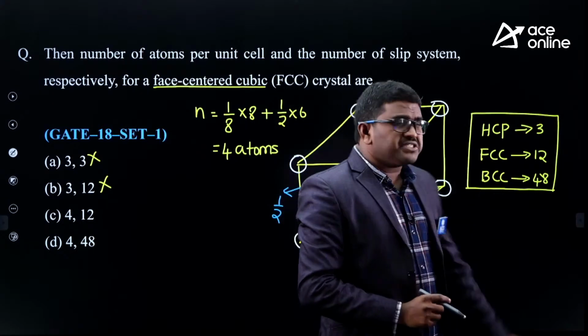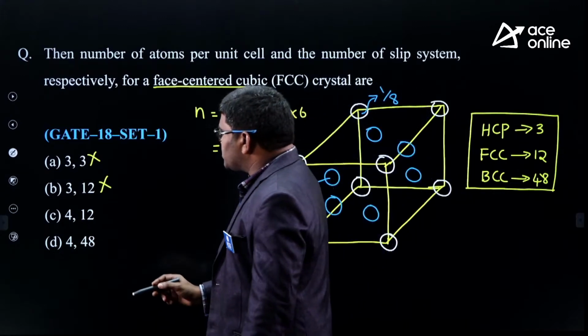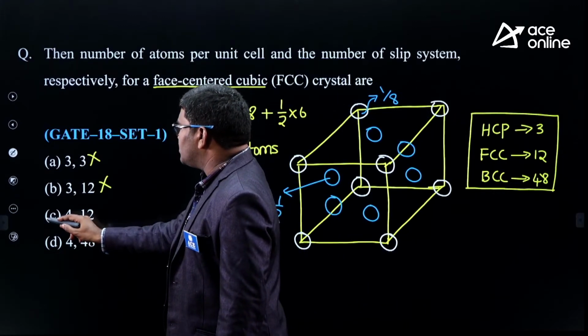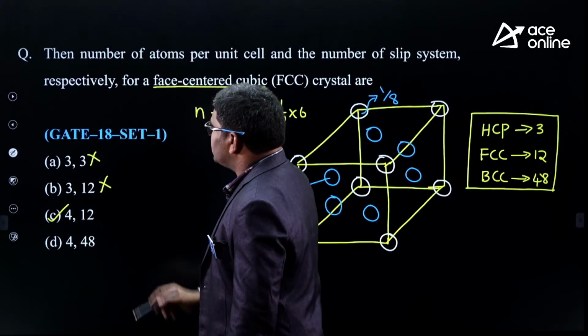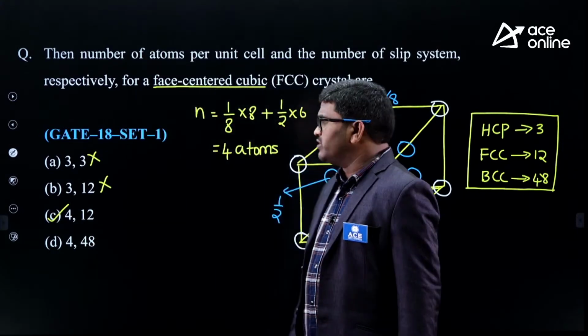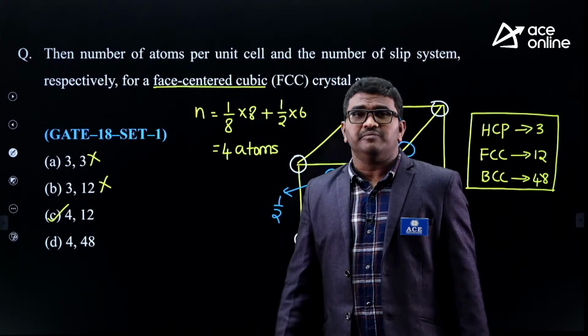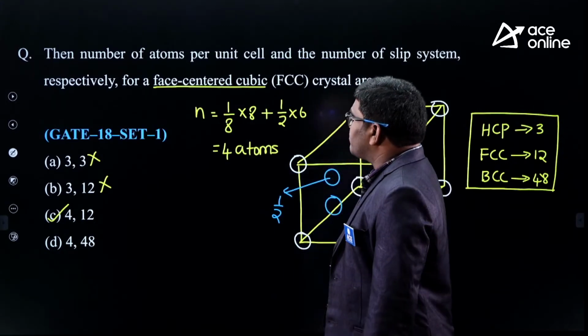So for FCC structure, the number of slip systems is only 12, so the most appropriate answer is C, that is 4 and 12. This type of questions they'll ask you for your exam, right?